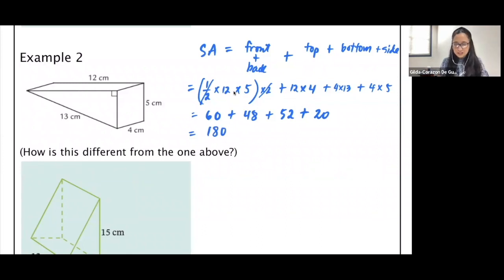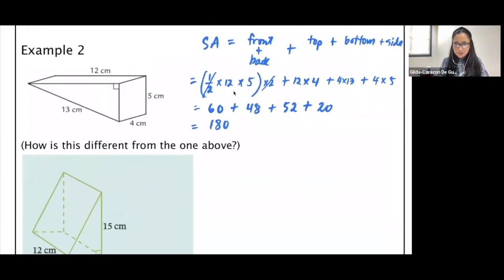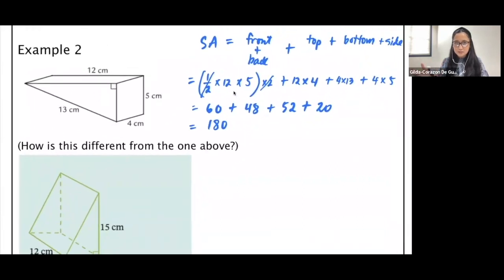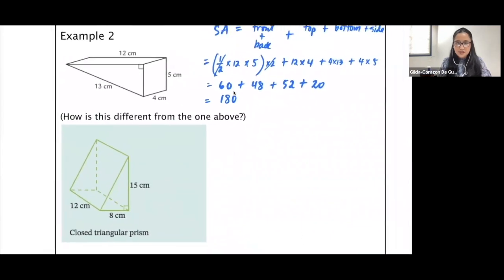Right? So you don't really need your calculator all the time. You just need to maybe step back and look at what your numbers are and use your operation laws for them, right? Now, this question here, how is this different from the one above? Okay, they look the same because they're both triangular prisms, but there's additional information that you need to be able to figure out the surface area of this prism. What is that other information?